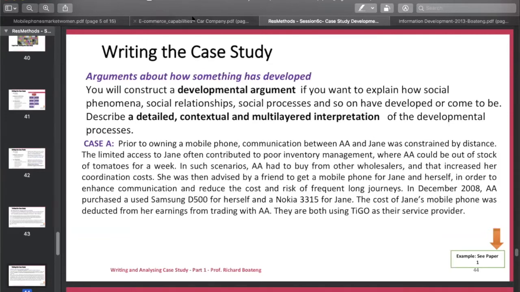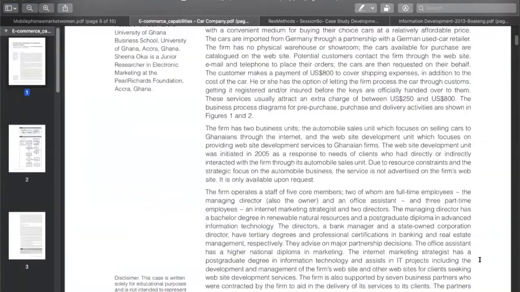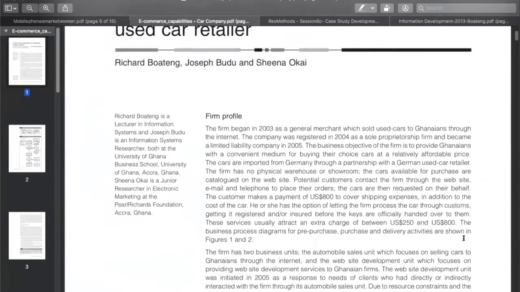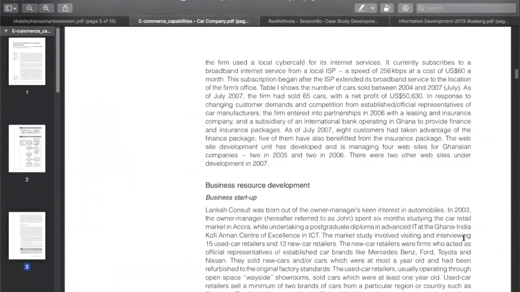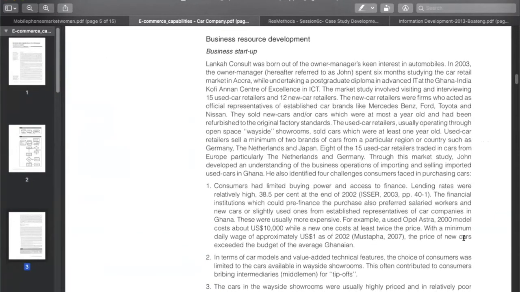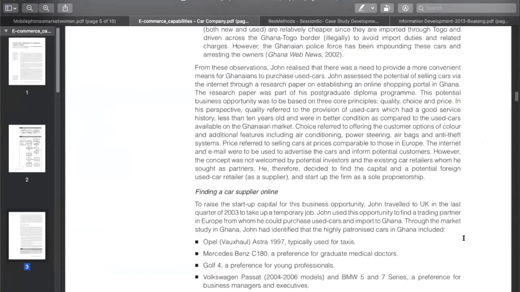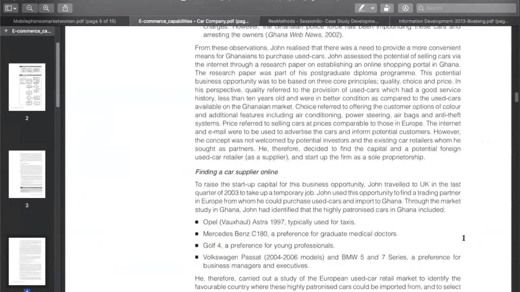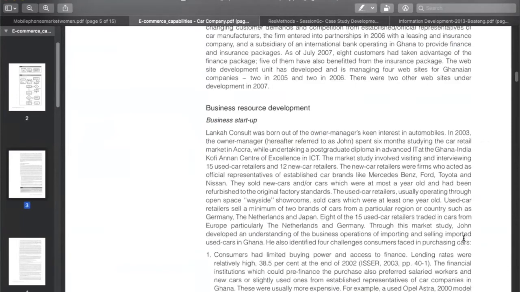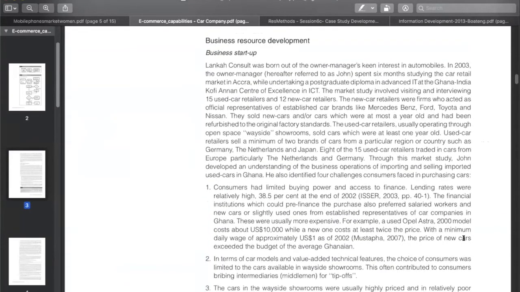Okay. Now, if you look at the e-commerce and car companies case study, what you see here is the first part, the firm profile. The next section of the work is business resource development, where it talks about, first of all, business startup, and then secondly, it talks about finding a supplier online. So the business startup is telling you how the company began. Lanka Consult was born out of the owner-manager's keen interest in mobiles.